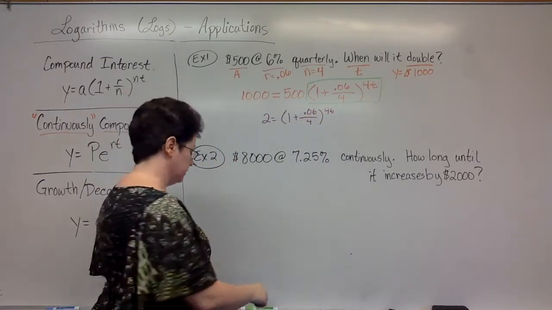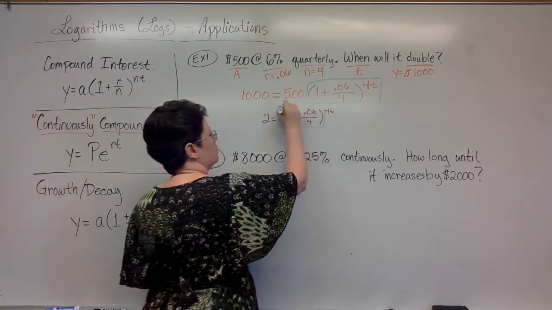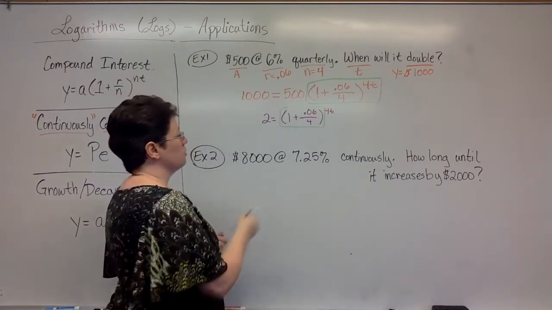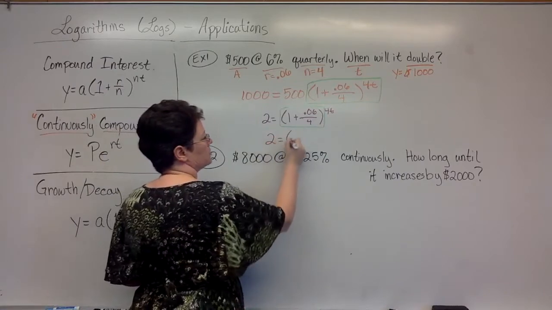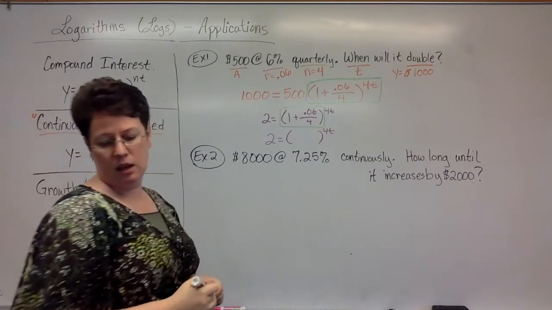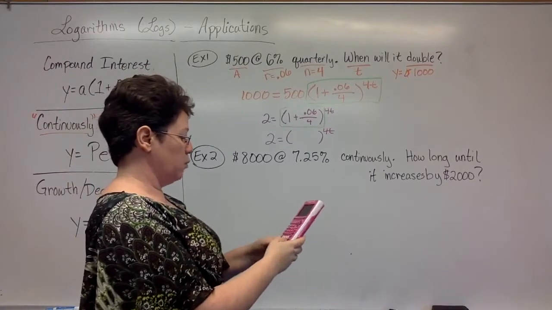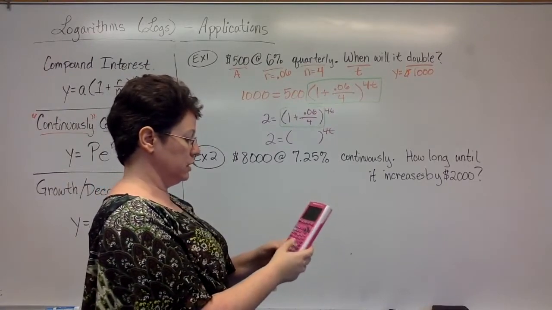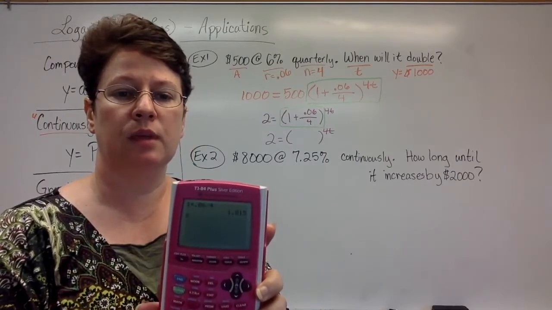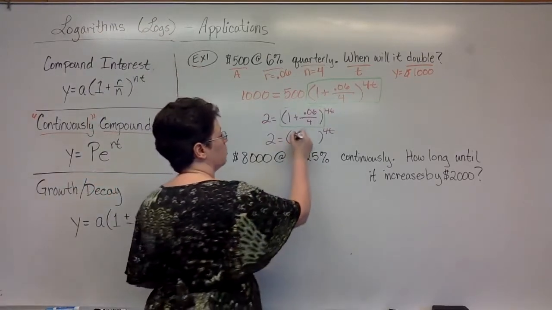Now, here's a trick. See this stuff right here in the parentheses? We can actually plug that into the calculator and get a single number for that. So we're going to end up with 2 equals something to the 4t power. So plug that in and figure out what the something is. So you're literally going to type 1 plus 0.06 divided by 4. You don't even have to use the parentheses. I get 1.015. Okay, so I got 1.015.